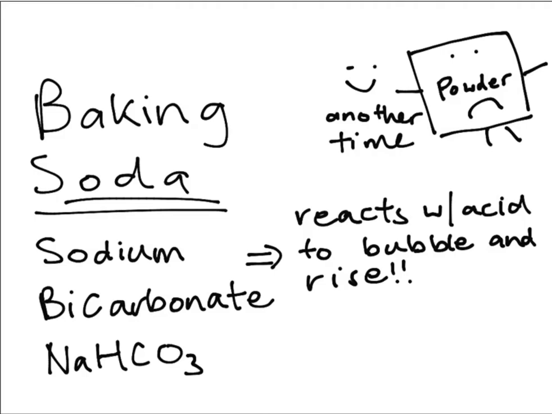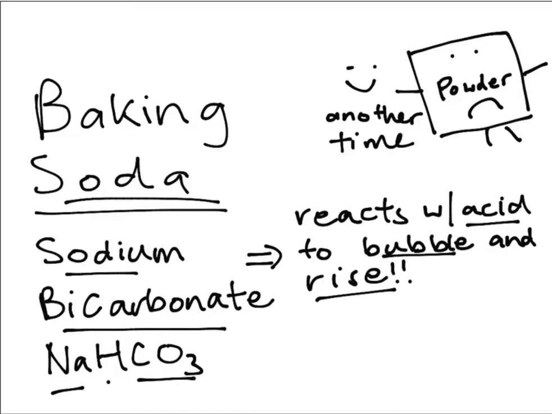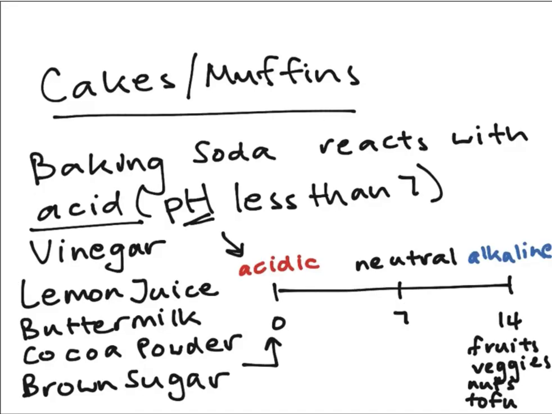But basically, baking soda is sodium bicarbonate, and its chemical formula is NaHCO3. So it reacts with an acid to bubble and rise. So it has all these bubbles and it rises. Nice. So in our cakes and muffins, the baking soda reacts with acids. So some common acids are vinegar, lemon juice, buttermilk, cocoa powder, or brown sugar.